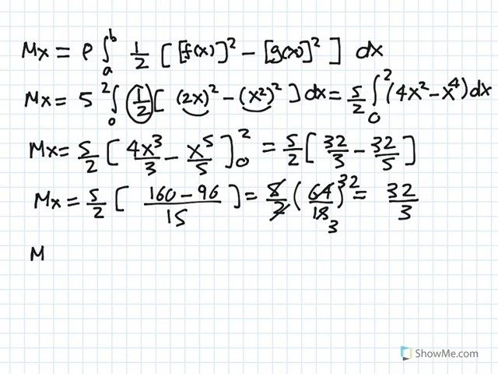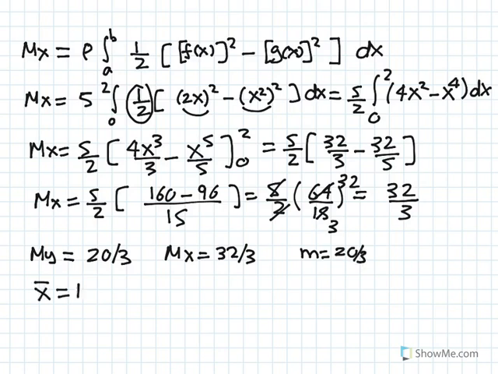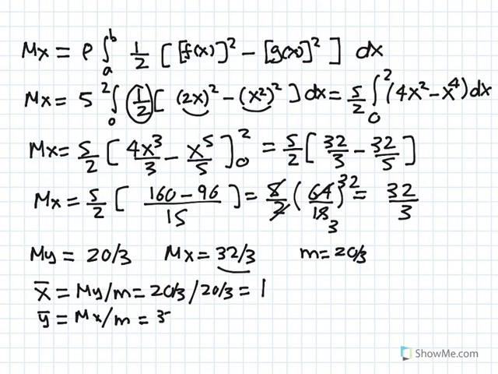So let's review what we've done. We found the moment with respect to the y-axis on the last page. That was 20 over 3. The moment with respect to the x-axis, we just found it to be 32 divided by 3. The mass is equal to 20 divided by 3. So x bar is the moment with respect to the y-axis divided by the mass. And that's 20 divided by 3 divided by 20 divided by 3. We found that to be 1. And y bar is the moment with respect to the x-axis, divided by the mass. The moment with respect to the x-axis, we found it to be 32 divided by 3, divided by the mass, 20 divided by 3. So we have 32 divided by 3.